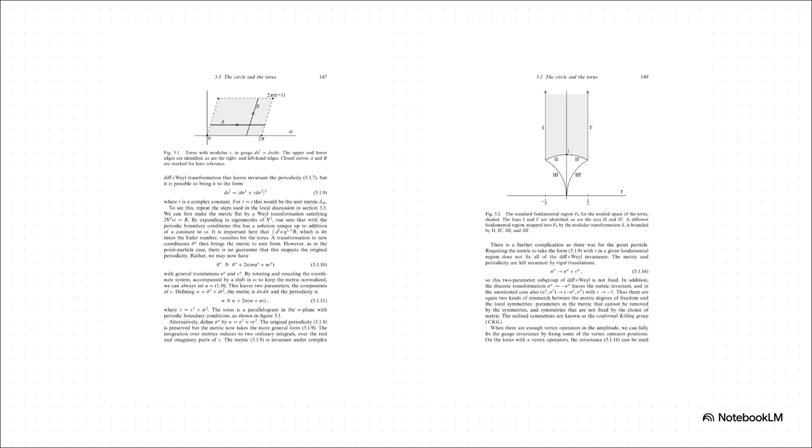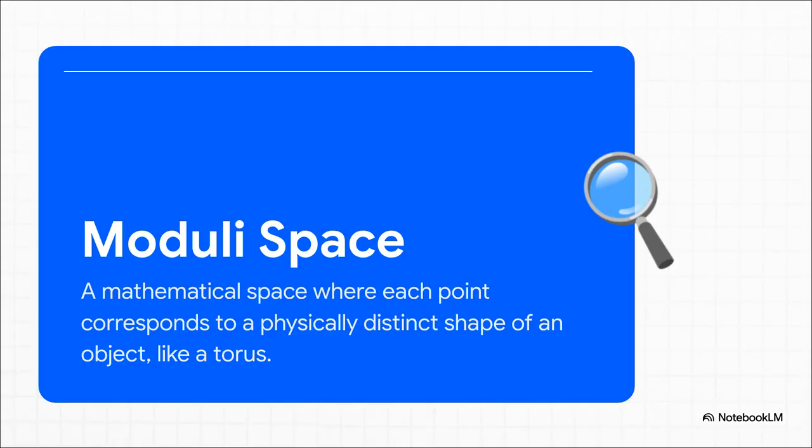This amazing map has a name. It's called the moduli space of the torus. So what is a moduli space? It's a geometric space where every single point represents a unique shape of some object. In our case, the object is the torus, which is a type of mathematical surface called a Riemann surface. So basically, moduli space is the perfect tool for us. It's a way of counting all the possible shapes without accidentally counting any of them twice.